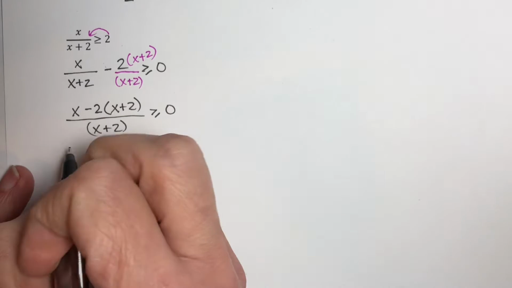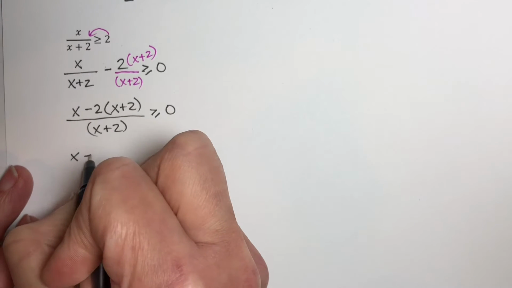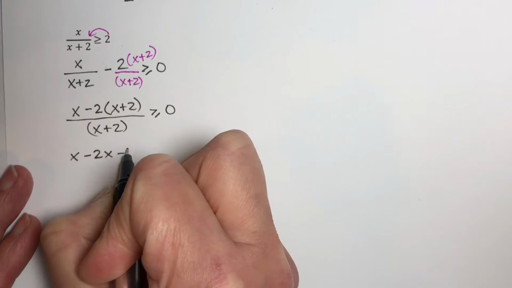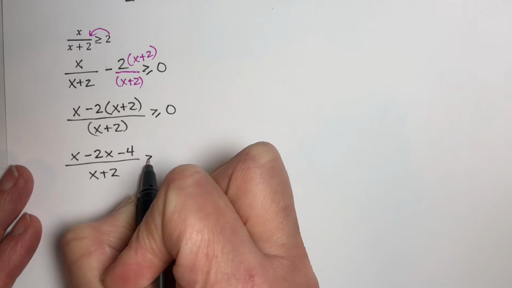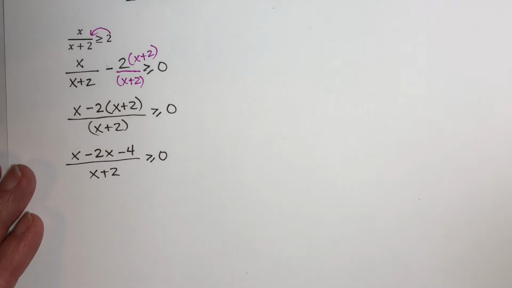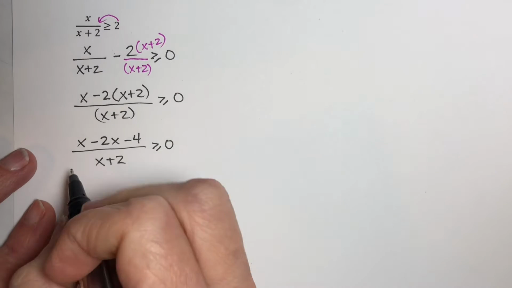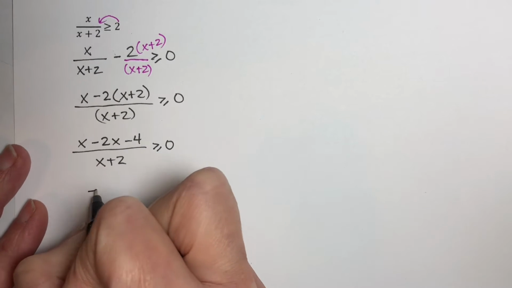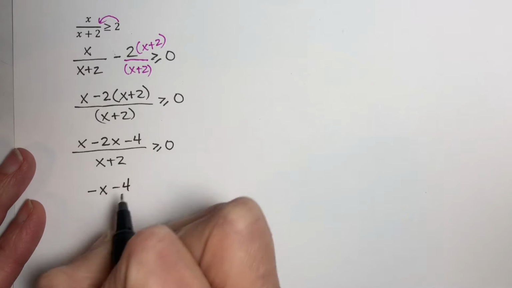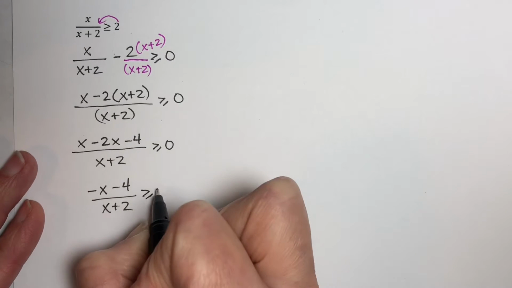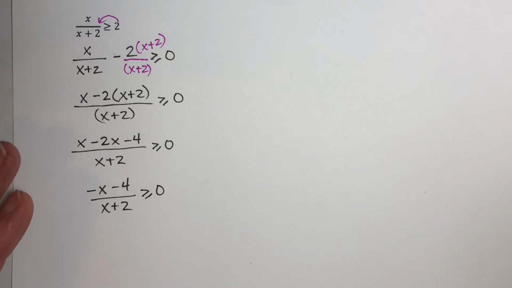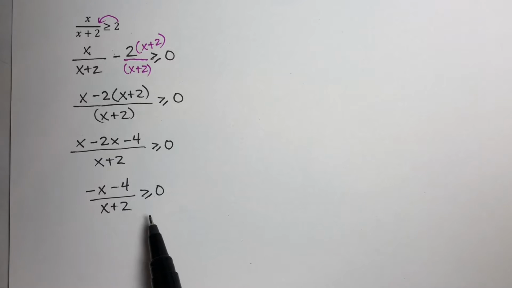Now I'm going to distribute the negative 2. Okay, and then combine like terms. That is negative x minus 4 over x plus 2 is greater than or equal to 0. Okay, now you can work it from here.